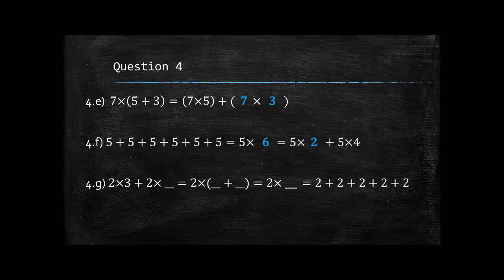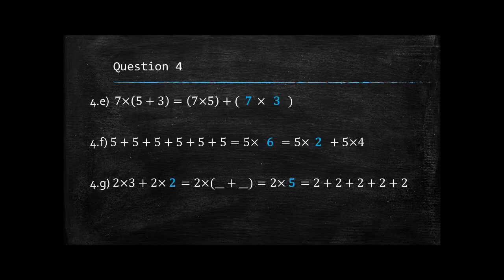If we're going from right to left, that's the same as 2 times 5. Now let's go to the very left and see that that's the same as 2 times 3 plus 2 times 2. And lastly, that's the same as 2 times 3 plus 2.